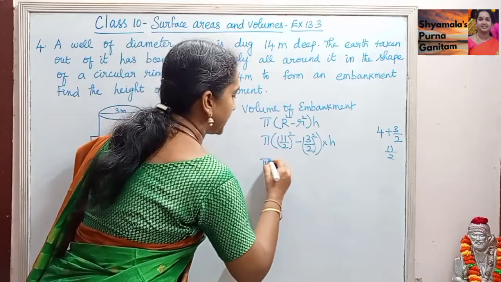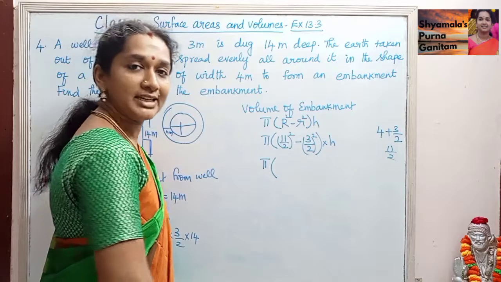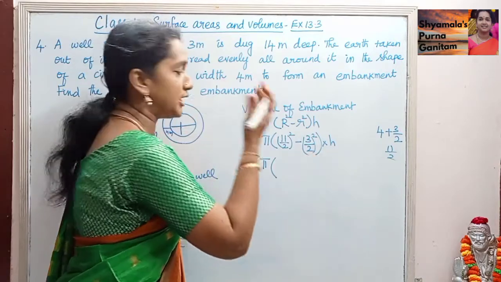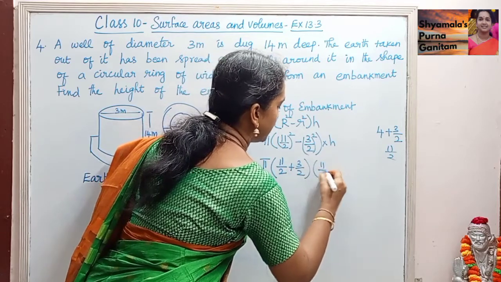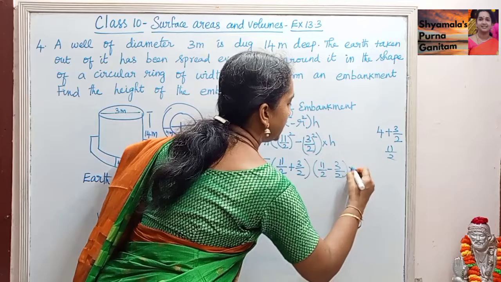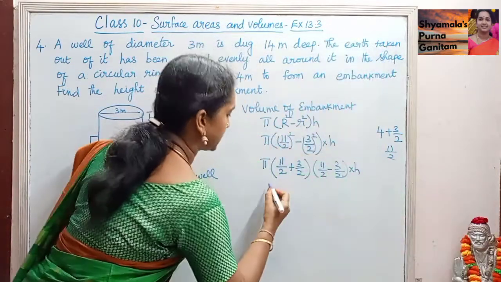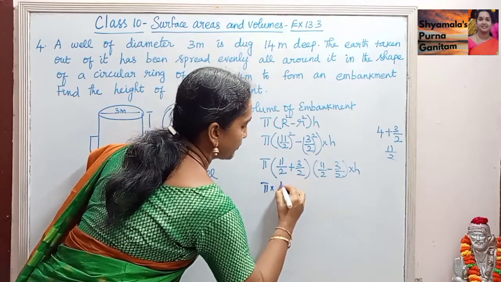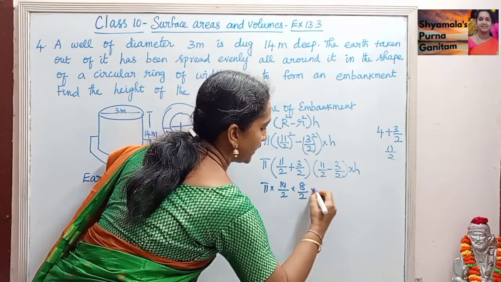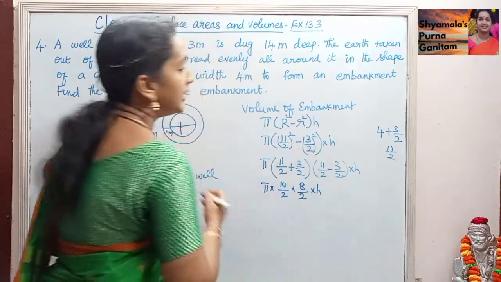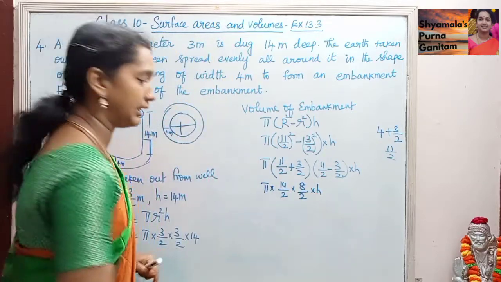When we simplify this, we can use the a squared minus b squared formula, a plus b into a minus b. So that is 11 by 2 plus 3 by 2 and 11 by 2 minus 3 by 2, into h. The next step is pi into 14 by 2 into 8 by 2 into h. Now we'll equate both. When we equate both, we'll get the height of the embankment.